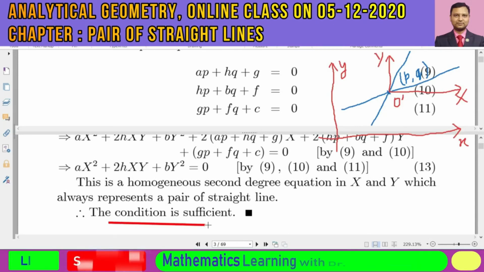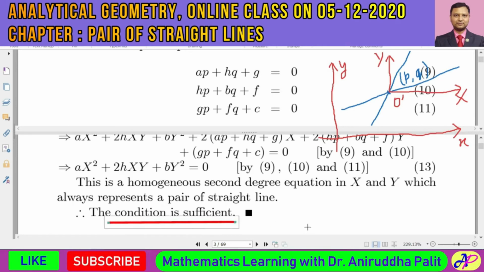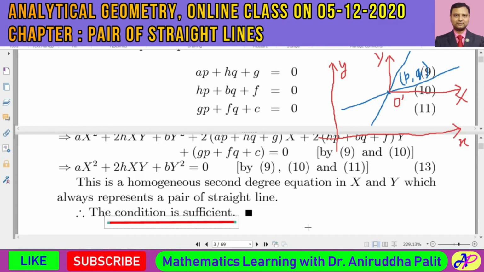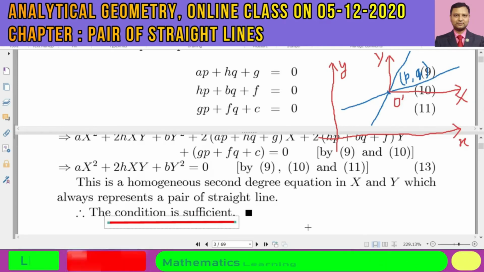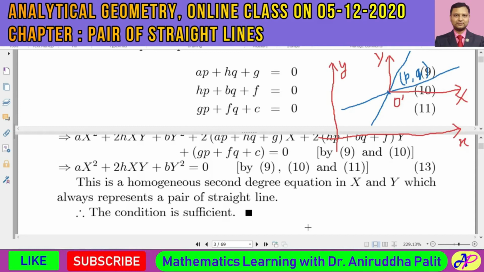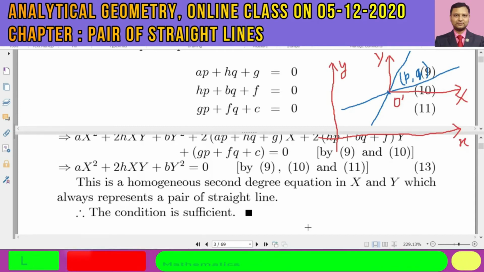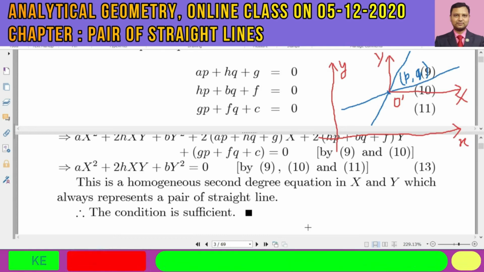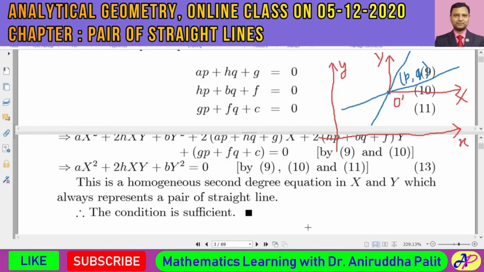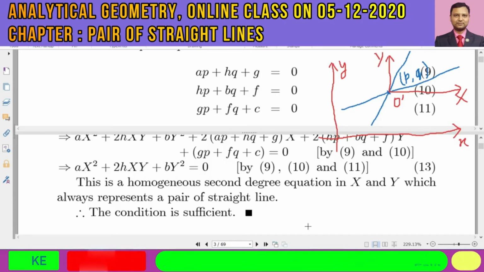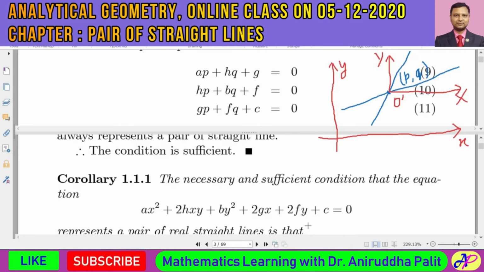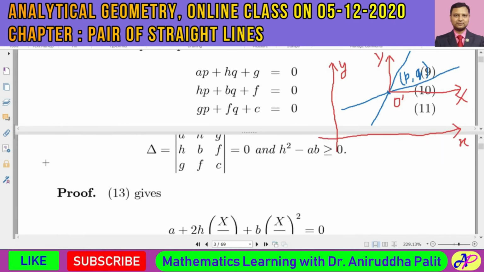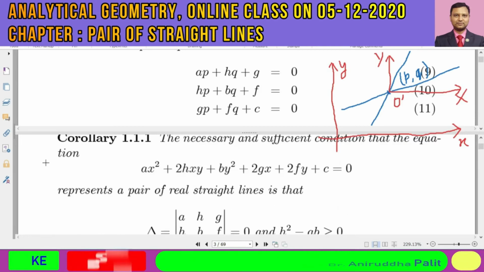Therefore you can say that delta equal to 0 is the sufficient condition to prove the fact that equation number 1 always represents a pair of straight lines. And this is a standard theorem that can be selected as a standard question in your exam. So that's why out of all the different deductions, I proved the entire deduction for you. Hopefully this would be helpful for your examination purpose.